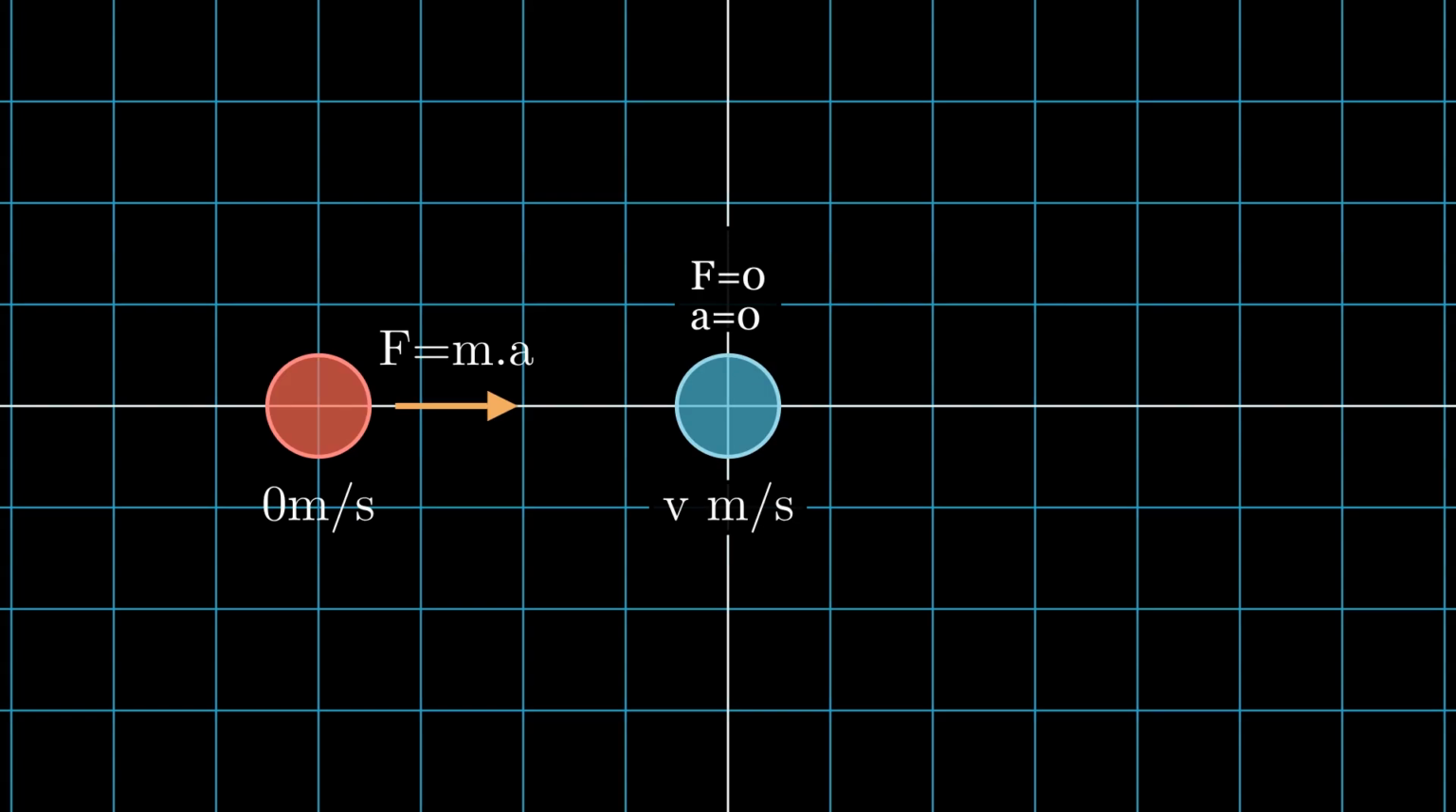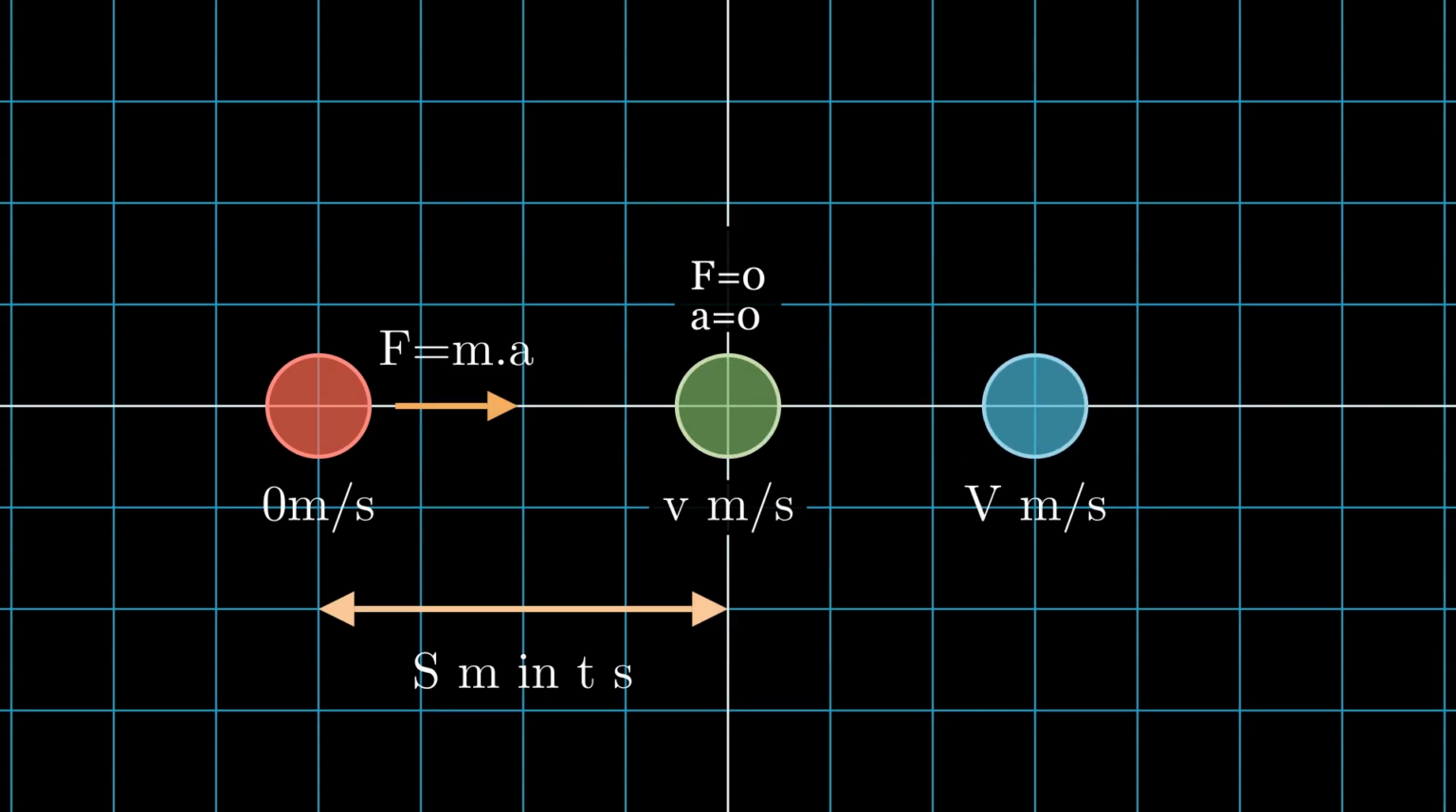During the time when the force was applied, the ball covered a displacement s in time t. Once the force is removed, the ball keeps moving at a constant velocity. From that point onward, it will continue moving indefinitely, essentially traveling to infinity. So, what have we learned here?